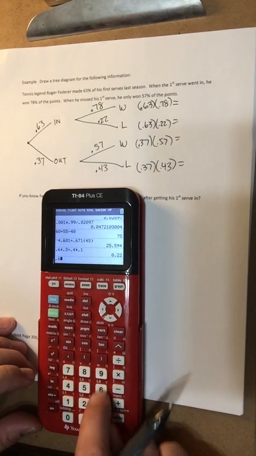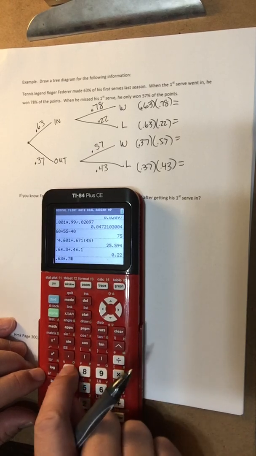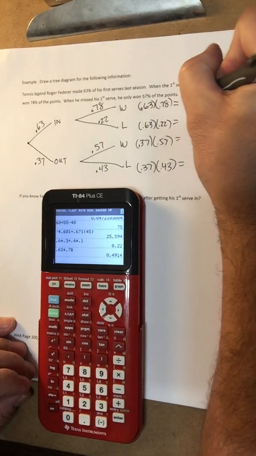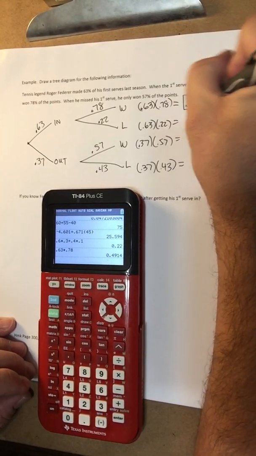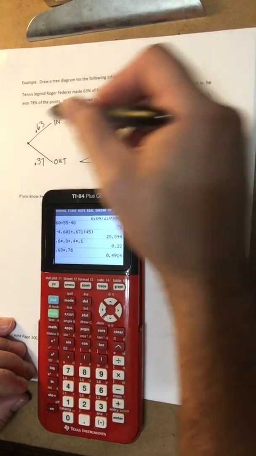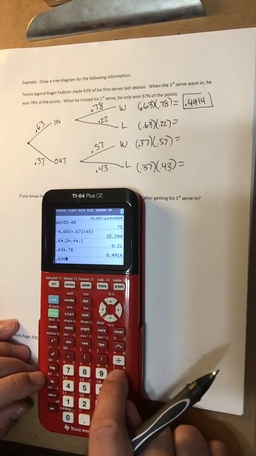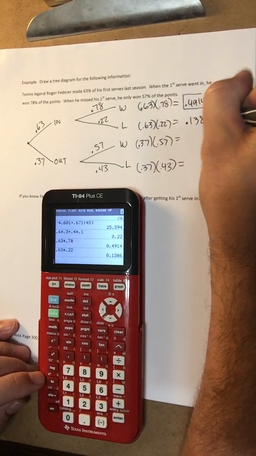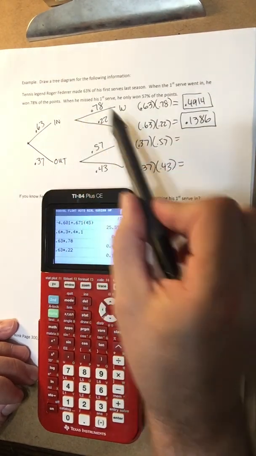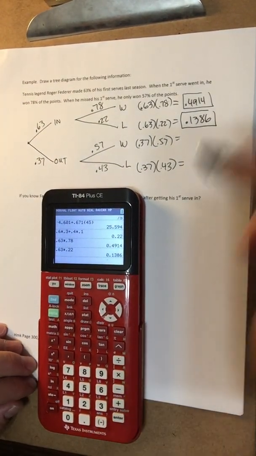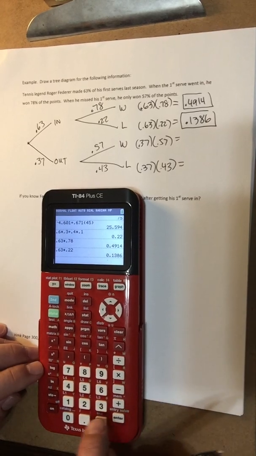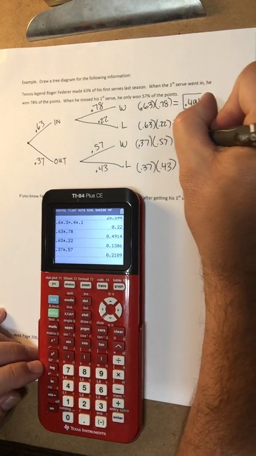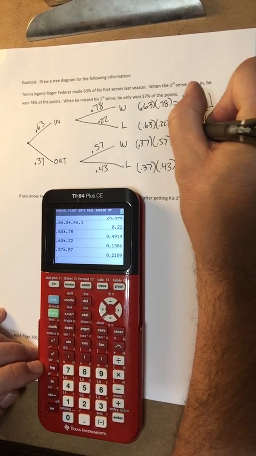But since we're just kind of seeing this for the first time, let's do some work here. You ready? 0.63 times 0.78. This is the probability that the first serve went in and he won the point. It's 0.4914. That's an and. That's a conditional. That's a straight up probability. 0.63 times 0.22. Okay, I got 0.1386. That's the probability that the first serve went in and he lost the point. Okay, makes sense that this one's higher than this if you know anything about tennis, which I barely do.